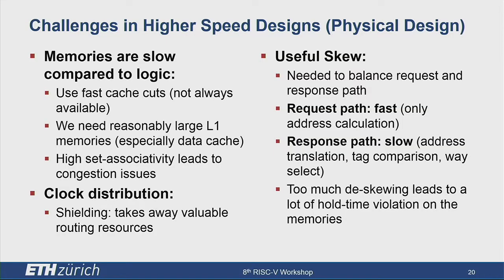And especially if you go to reasonably large L1 caches, they are pretty slow compared to logic. Then there's the possibility to increase the set associativity, which leads to quite a lot of routing congestion and problems on the SRAMs. And then there is the clock distribution, which is quite a challenge at that speed. And even if you want to go to higher speed, you should think about shielding, which takes away a lot of routing resources, actually. And there is this thing about de-skewing on the memory paths, which I was briefly talking about, and basically it's called useful skew. But if you do that too much, you're suffering a lot of hold time violations. So that's where the challenge is.